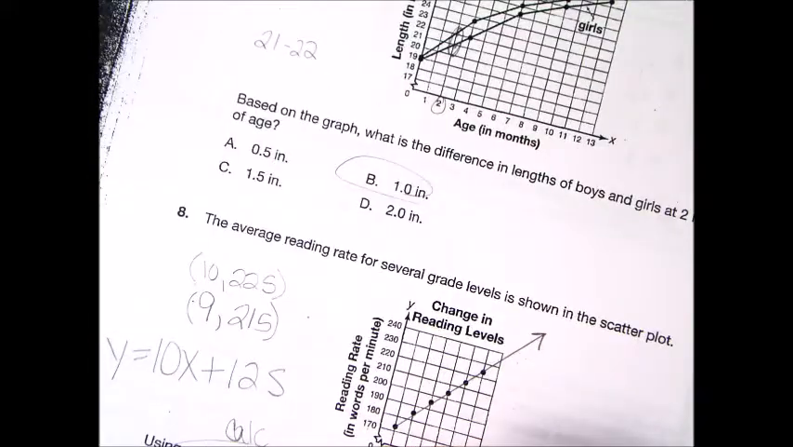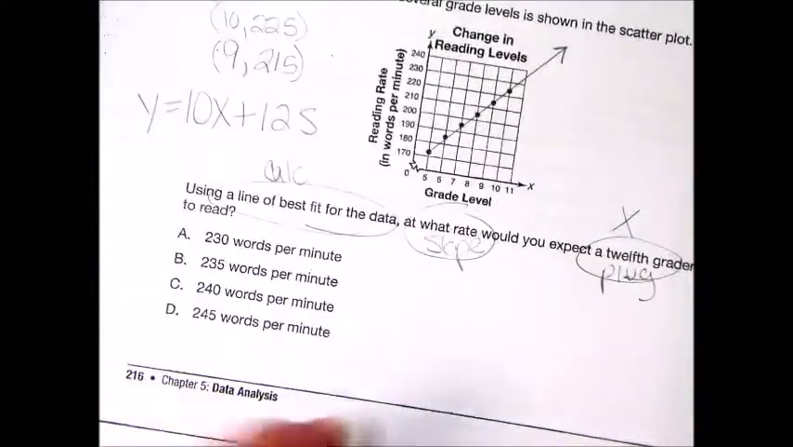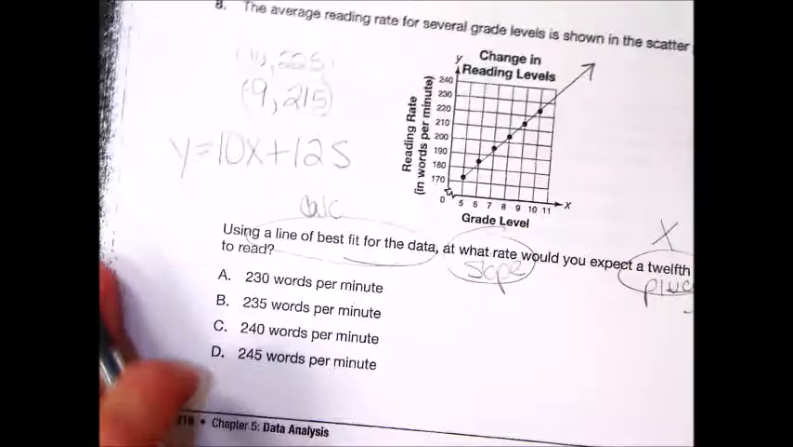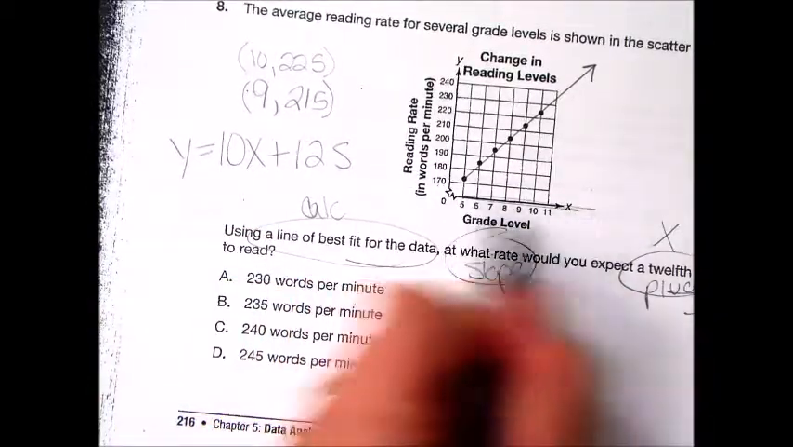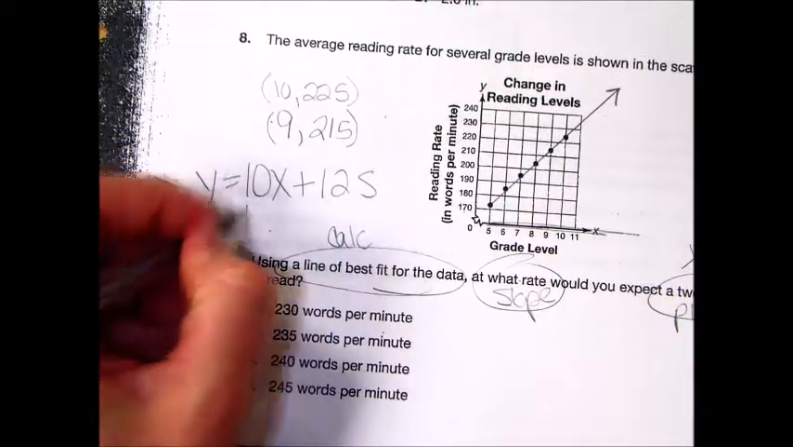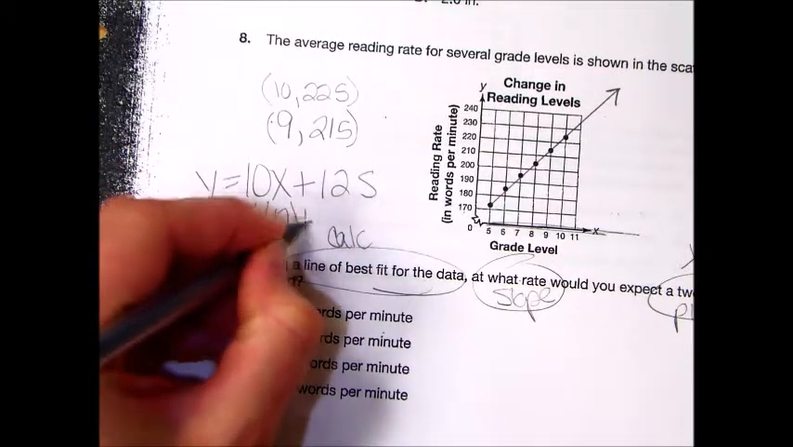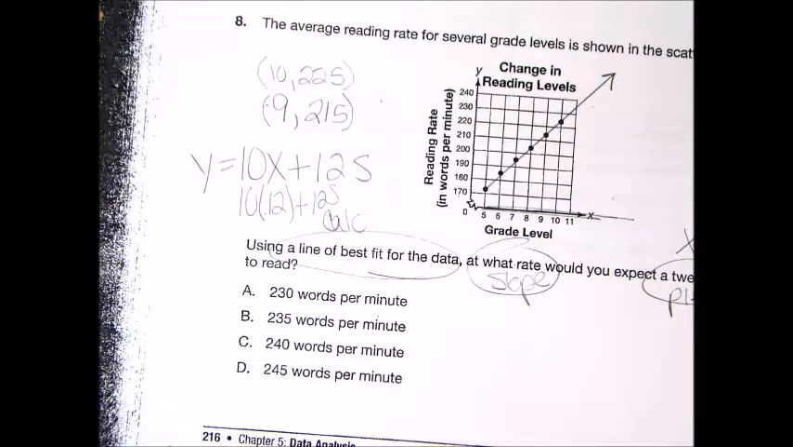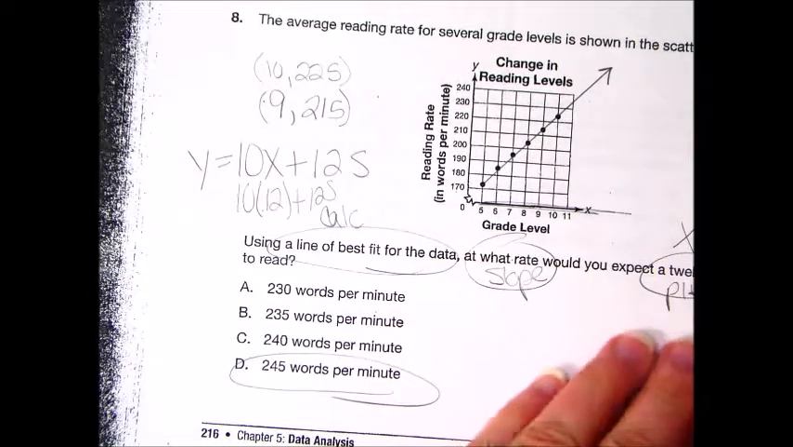Well, I'm plugging that in for x because that's the grade. The grade is on the x-axis. So I'm going to do 10 times 12 plus 125. I'm typing that in on my calculator over here on the side. 10 times 12 plus 125. I get 245 words per minute.